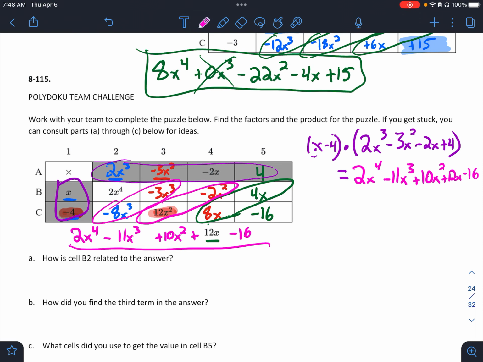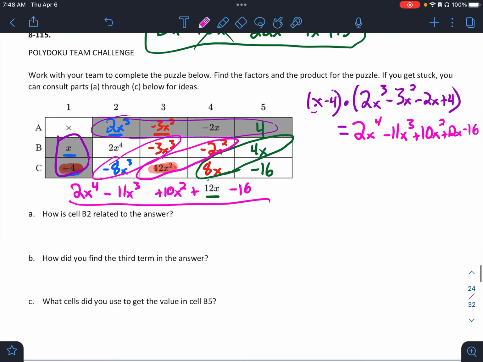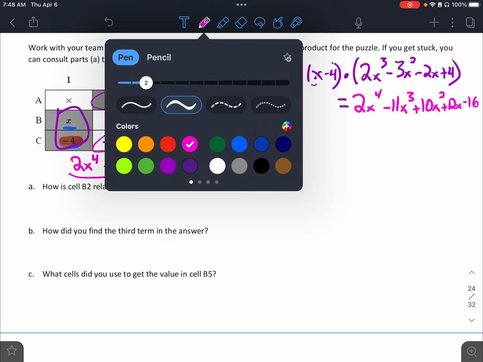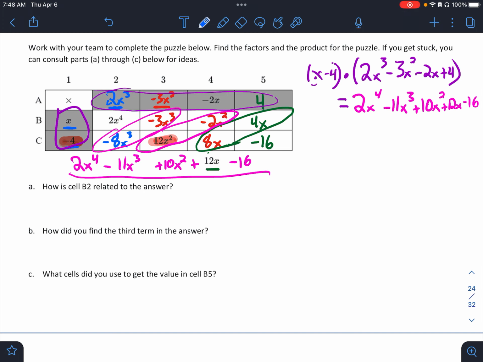Okay. So lastly, we just kind of have to answer these questions on how they relate. So I'll give you a second, pause the video again, and answer these questions. So it says, how is B2 related? Okay. This doesn't combine and is my first term and highest power.